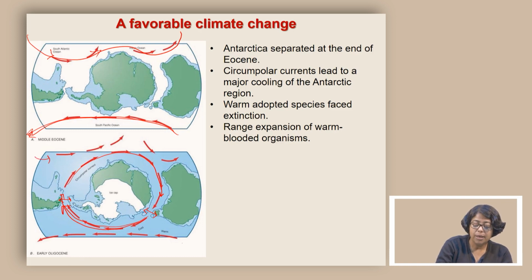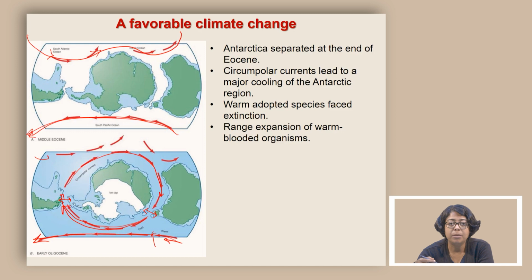Now, this area stopped getting any warm input from the tropical zone. It was cold. This was the warm pool that it was initially receiving. Now, the current basically bypasses it and goes all the way to the tropics, so it is not contributing anything to Antarctica. As a result, we started to see the development of the large ice cap of Antarctica around this time.